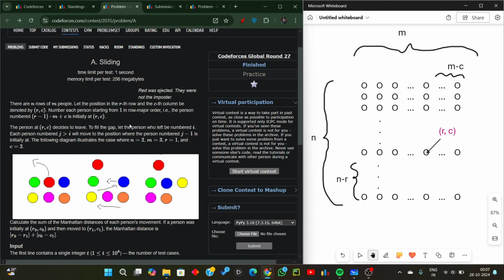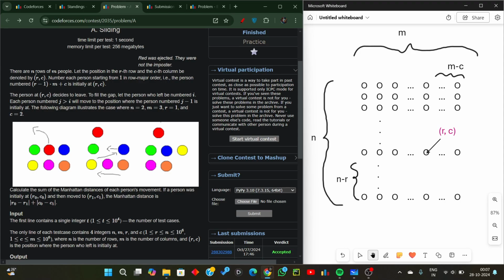This problem is Sliding. There are n rows of m people. Let the position in the rth row and cth column be denoted by (r, c). Number each person starting from 1 in row-major order, that is, the person numbered (r minus 1) times m plus c is initially at (r, c).